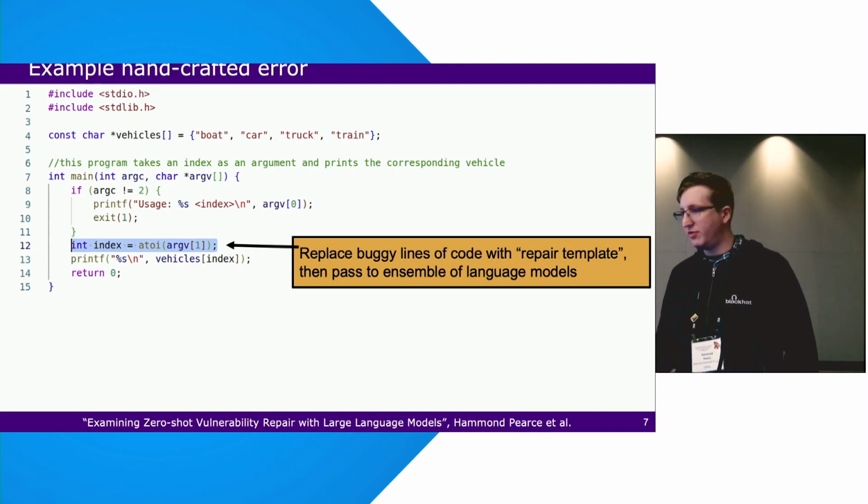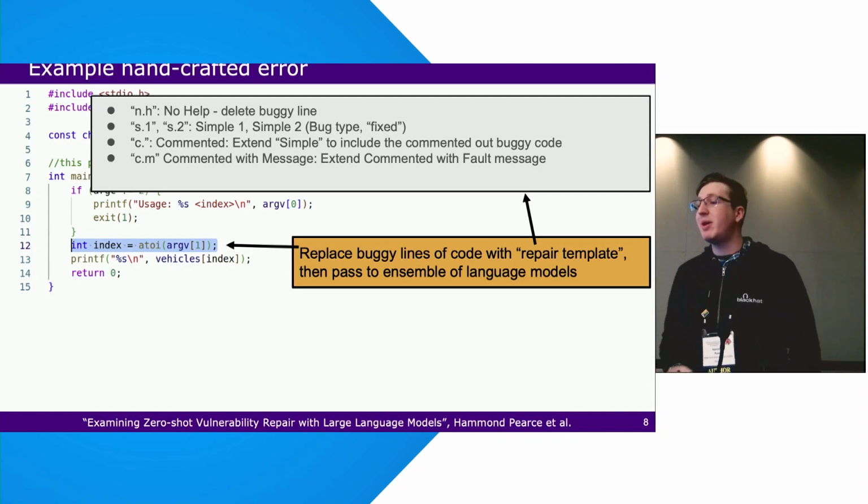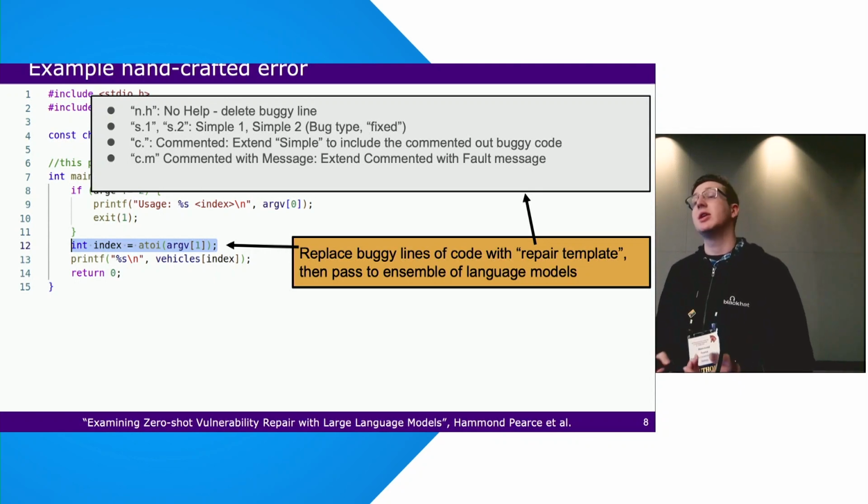We had a few different templates, ranging from a minimum amount of help, which we called no help, which basically just deletes what's vulnerable and then tries to regenerate, all the way up to something that we called commented with messages, which is essentially we take all of the vulnerable code, comment it out, and then put all of the information that GitHub CodeQL gives you into the prompt template as well, trying to steer the language model with as much information as possible to get it to come up with the most plausible fix.